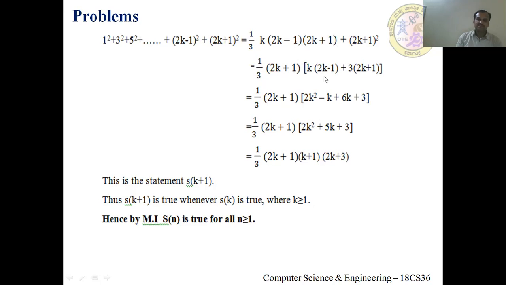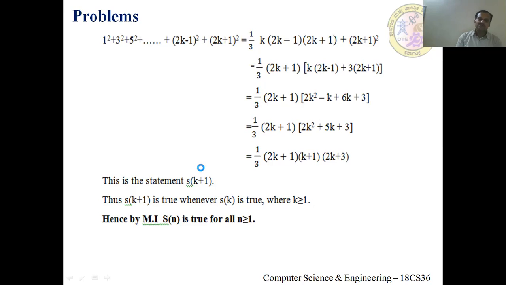If I simplify this, 2k square minus k plus 3 into 2k is 6k plus 3. Once again, simplify this: 2k square minus k plus 6k plus 3 is 2k square plus 5k plus 3. The remaining term will be as it is. Then upon simplification, 1 by 3 into 2k plus 1, 2 into k plus 1 into 2k plus 1, 3. Definitely this is the statement for S of k plus 1.